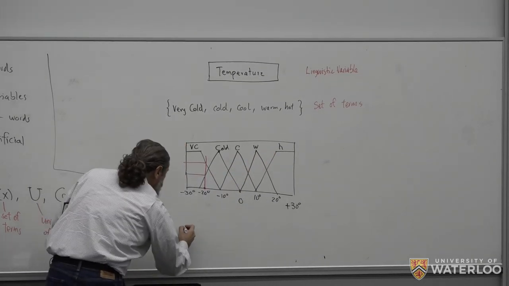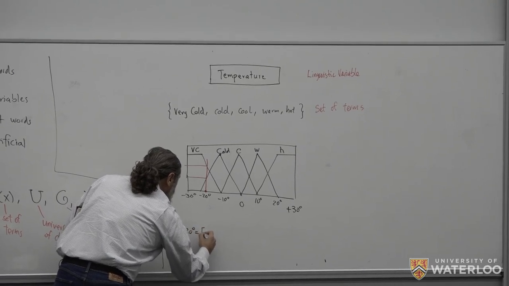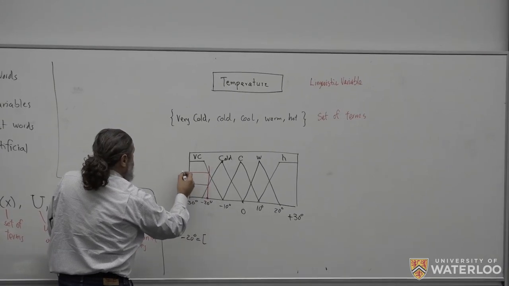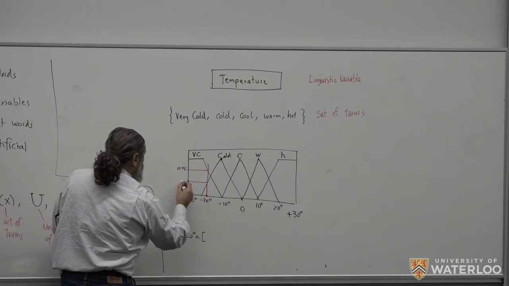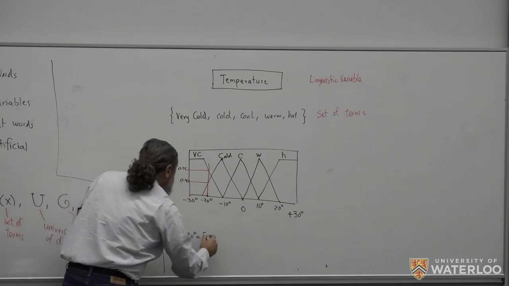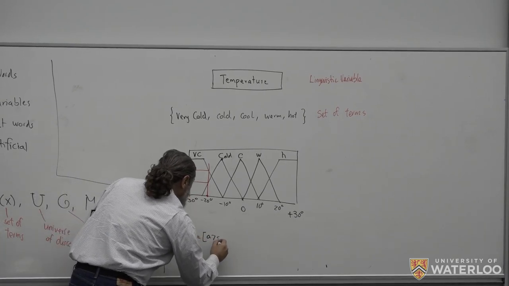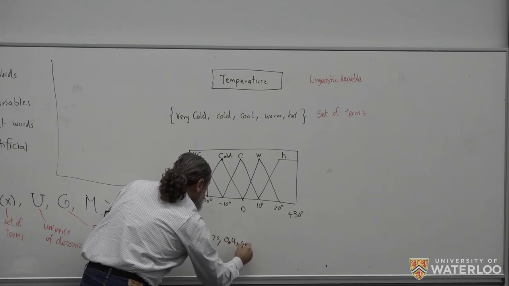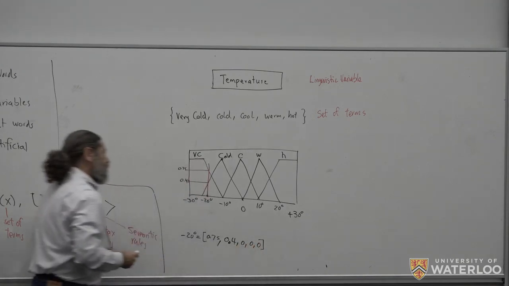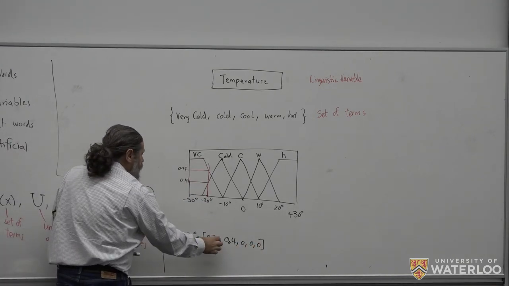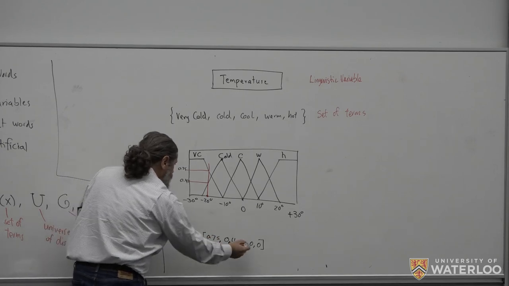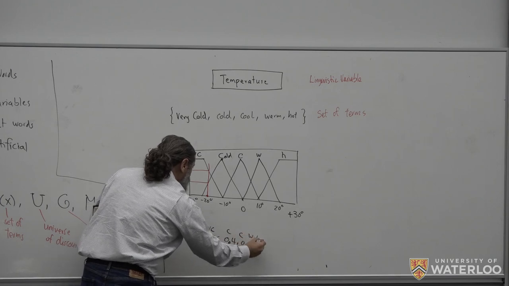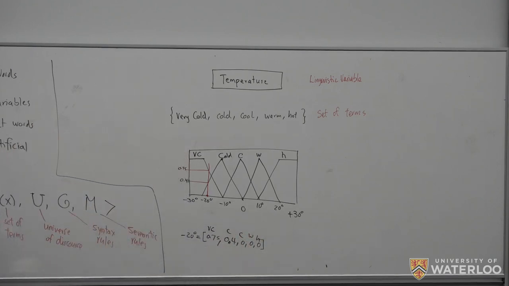So if I write it, minus 20 in language of Zadeh will be, so let's say this is 0.75 and this is 0.4, let's say, I don't know. So it would be 0.75, 0.4, 0, 0, 0, which is very cold, cold, cool, warm, hot. Okay.